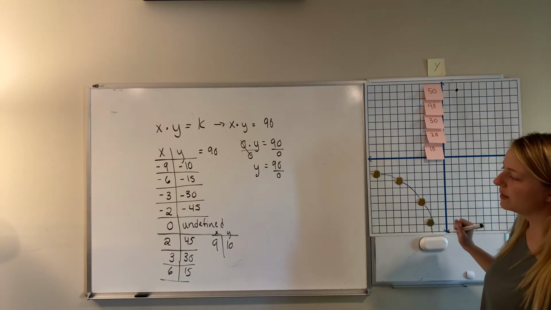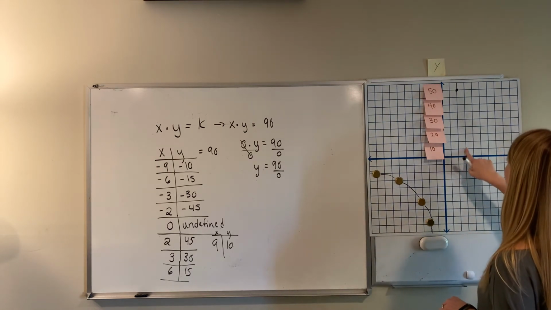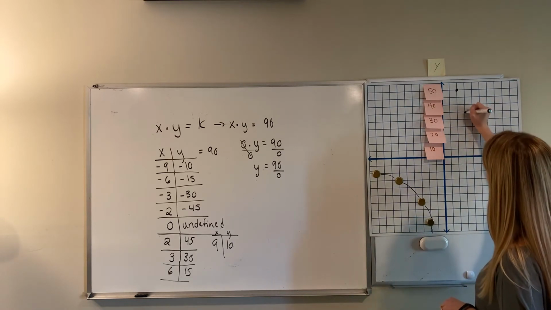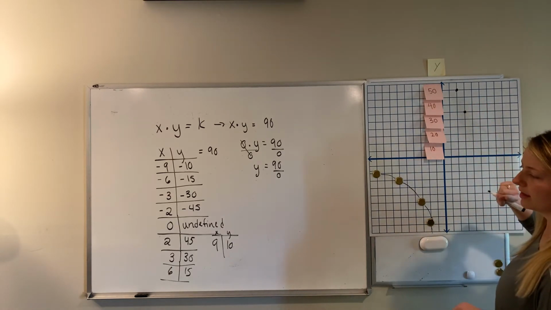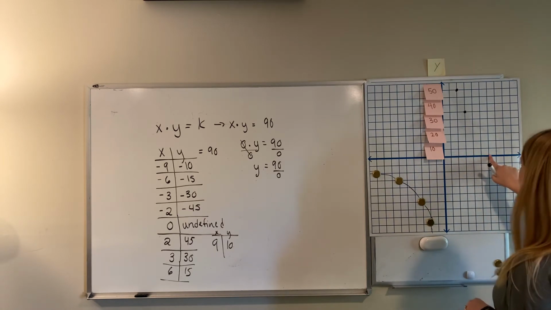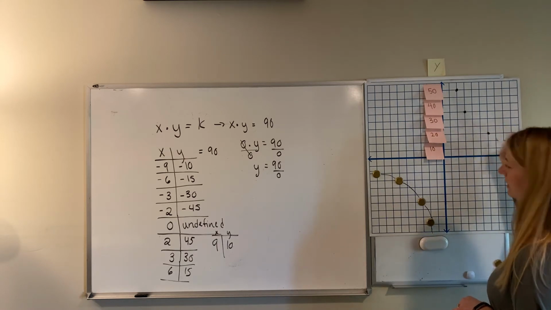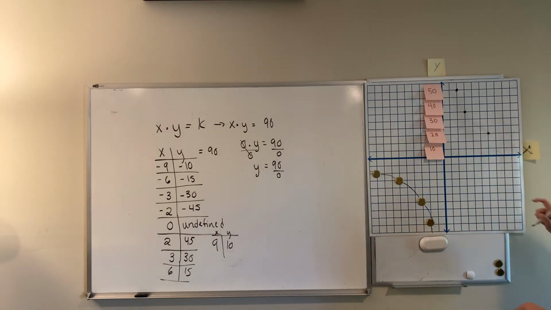And then our next one is going to be at 3, 30. So 1, 2, 3, up to 30, 6, 15, 3, 4, 5, 6. Then it's at the 15 point, which is right about here. And then we're at 9, 10.